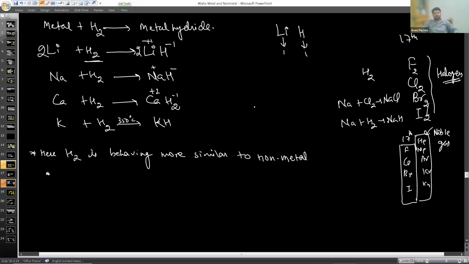When we have hydrogen as positive, we name it hydrogen, like hydrogen carbonate, hydrogen sulfate. So when H has a +1 valency, it is called hydrogen, and when it has a minus valency, it is hydride. So lithium hydride, sodium hydride, calcium hydride. The formula is written accordingly: calcium has valency 2 and hydride has -1, so cross multiplying gives you CaH2. Got it? H2 is behaving similar to a non-metal. Here it is showing non-metallic properties. Okay, so please note it down.